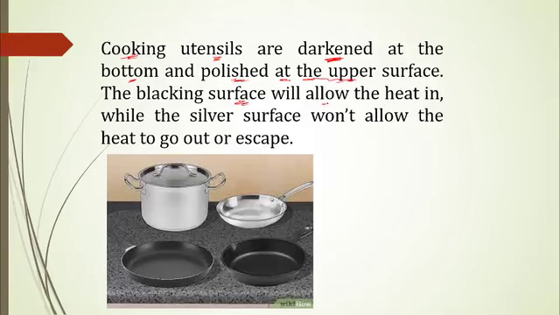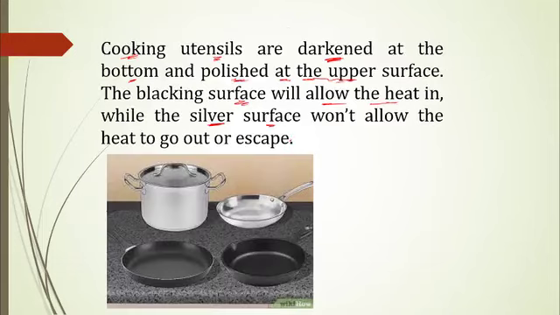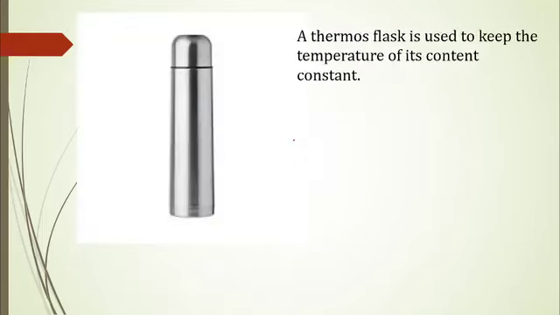The blackened surface will allow heat to go in comfortably, while the silver surface will not allow the heat to go out or escape. Remember, silver surfaces, which are inadvertently white, are not good absorbers of heat, so they tend to make heat bounce back off them. So the silver surface will not allow heat to go out, but the black surface allows heat to come in. So these are practical applications of radiation in our various houses.